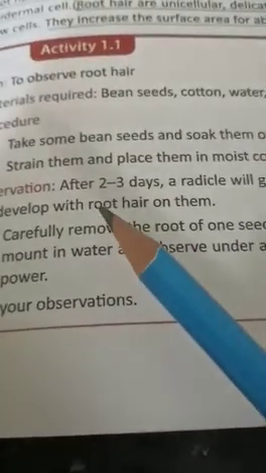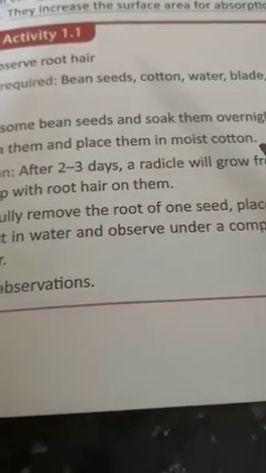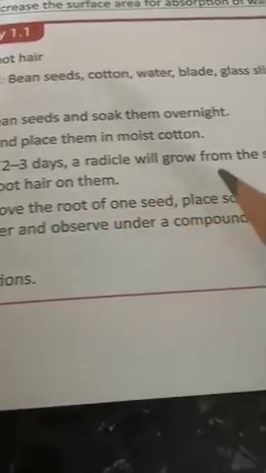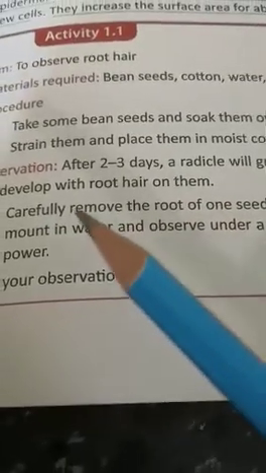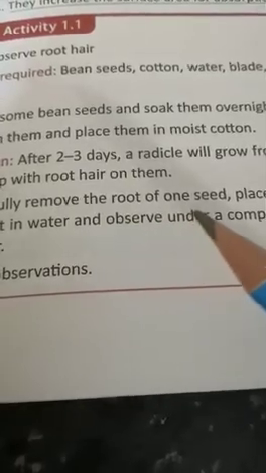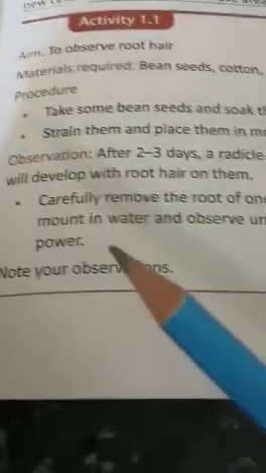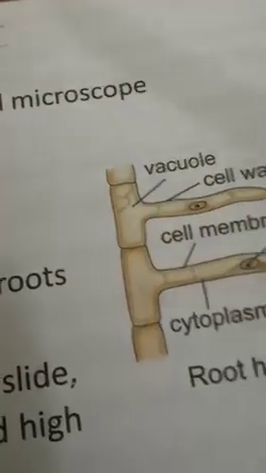We take some bean seeds and soak them overnight. Then we strain them and place them in moist cotton. After 2 to 3 days, a radicle will grow from the seeds. Then the lateral roots will develop with root hair on them. Carefully, we have to remove the root of one seed and place some root hairs on a glass slide and mount it in the water and observe under a compound microscope in low and high power. What we observe will be like this.